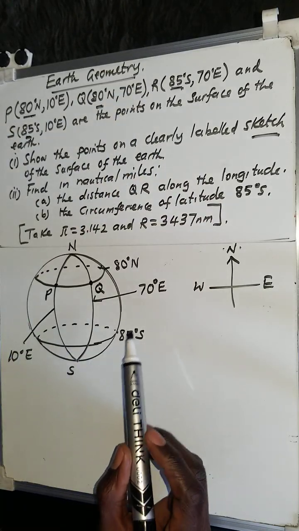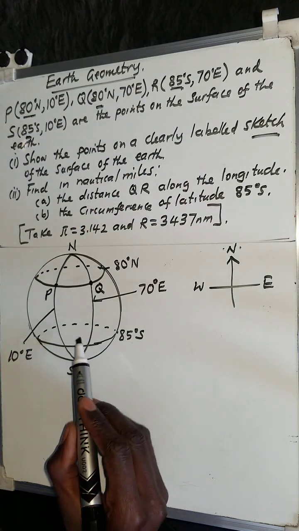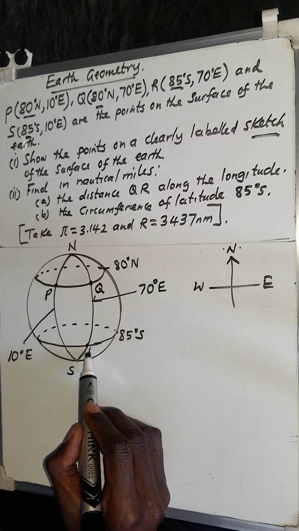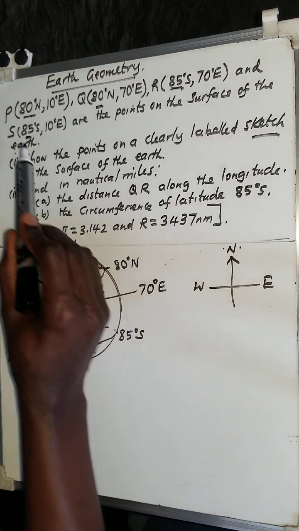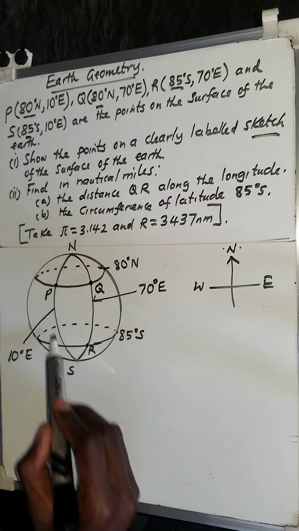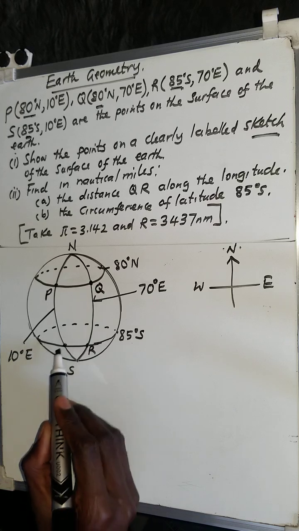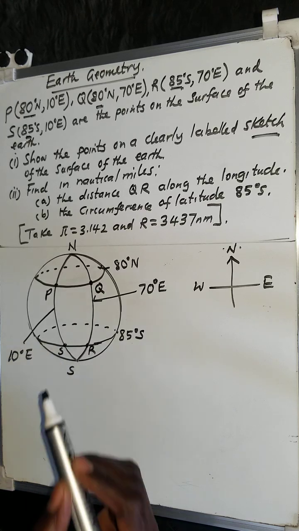And for R, 85 degrees south, this is the line, and 70 degrees east, this is the point. So my R is going to be here. And S, 85 degrees south, which is here, and 10 degrees to the east, this is the point where they are meeting, 85 and 10, where they are meeting, that is your point S.